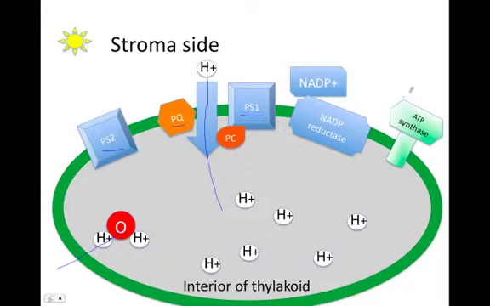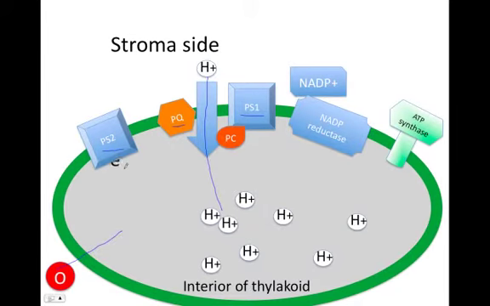First thing we're going to do is focus on photosystem 2. A photon is going to hit photosystem 2, the P680 reaction center. A water molecule will split apart. The oxygen goes out as a waste product. The electron goes into photosystem 2. The hydrogen ions stay in the interior of the thylakoid.